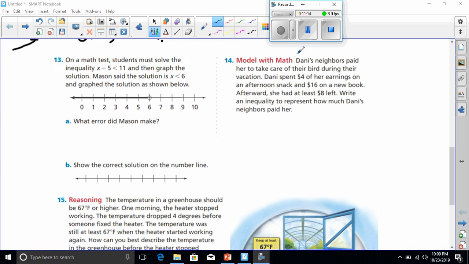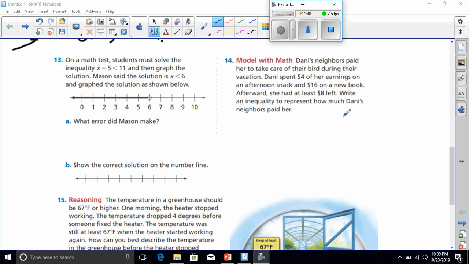On the model with math, it says Danny's neighbor, could be Danny's neighbor, I guess, paid her to take care of a bird during their vacation. Danny spent $4 of her earnings on an afternoon snack and $16 on a new book. Afterwards, she had at least $8.